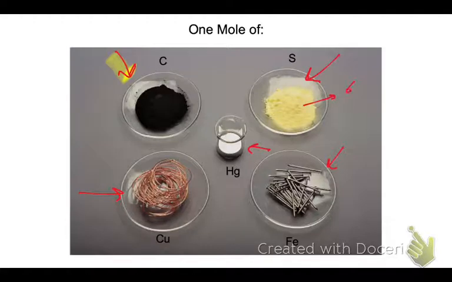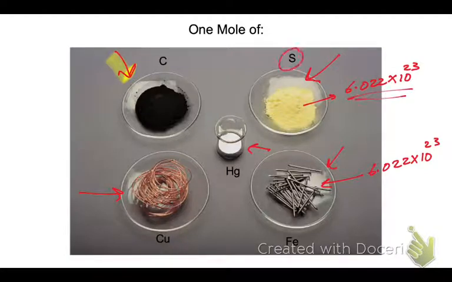It means that this has 6.022 times 10 to the power 23 sulfur atoms. And this sample of nails has 6.022 times 10 to the power 23 iron atoms, and so on. Now, what they have in common is the number of particles, but would they weigh the same? The answer is absolutely not. Why? Because every atom has a different mass. So that number of sulfur atoms is not going to weigh the same as that number of iron atoms.